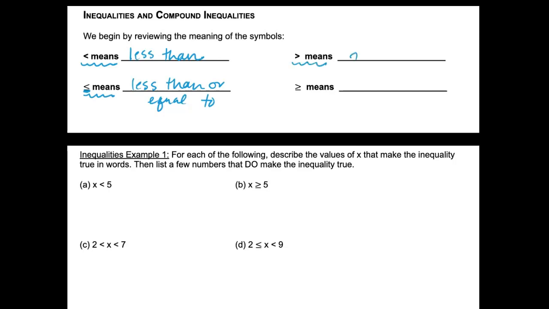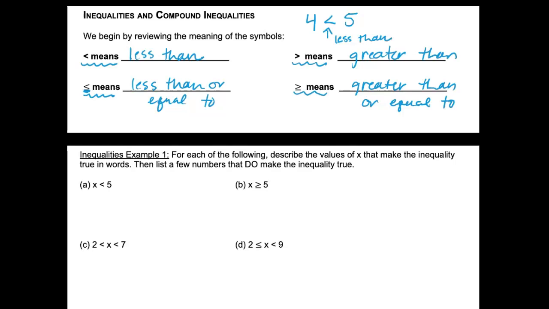And then we've got greater than. And then we have greater than or equal to. Now it's important to note that these all have these meanings if you're reading from left to right. So for example, if we write the inequality 4 is less than 5, this symbol right here is the less than symbol. And that works if you're reading from left to right. So 4 is less than 5.